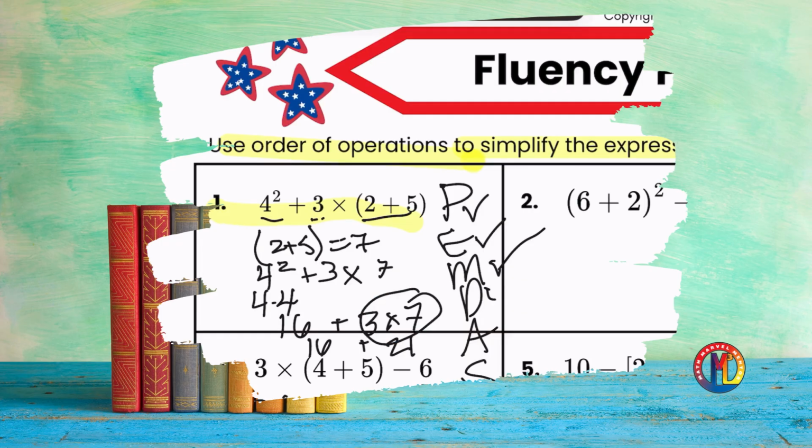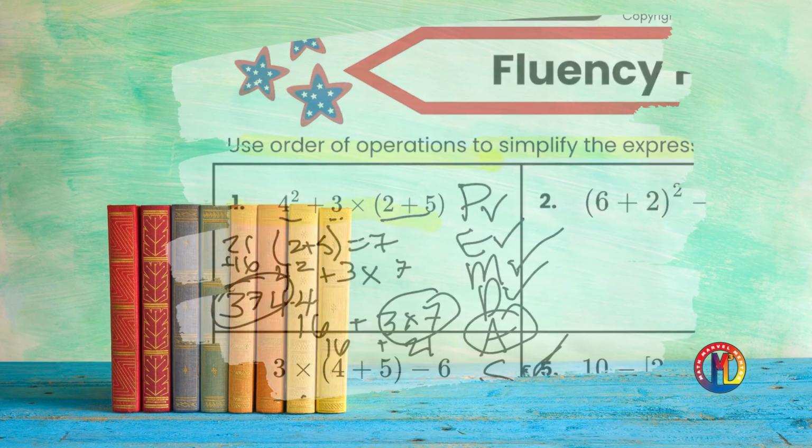Now there's no division, so I can check that off, and there's no subtraction, so I can also check that off. All I have to do is add 16 plus 21. 21 plus 16 gives us 37. So our answer to number 1 is 37.